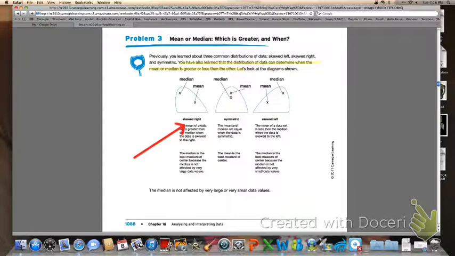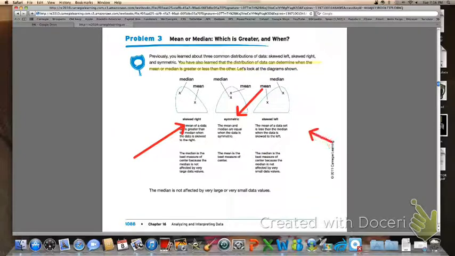As far as symmetric goes, it says the mean and the median are equal when the data is symmetric. So you can see them right on top of each other in the diagram. And in this case, the mean would be the best measure of center to use.